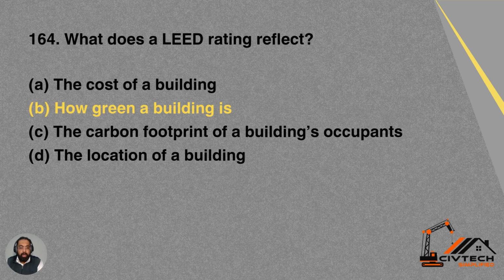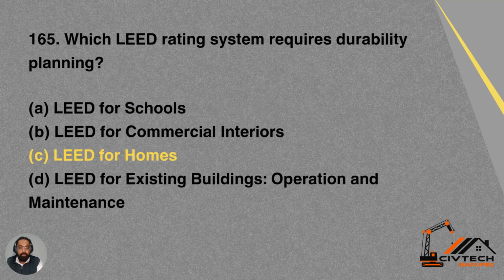164. What does a LEED rating reflect? Option A, the cost of a building. Option B, how green the building is. Option C, the carbon footprint of a building's occupants. Option D, location of a building. So the LEED rating reflects how green a building is. B is the correct answer.